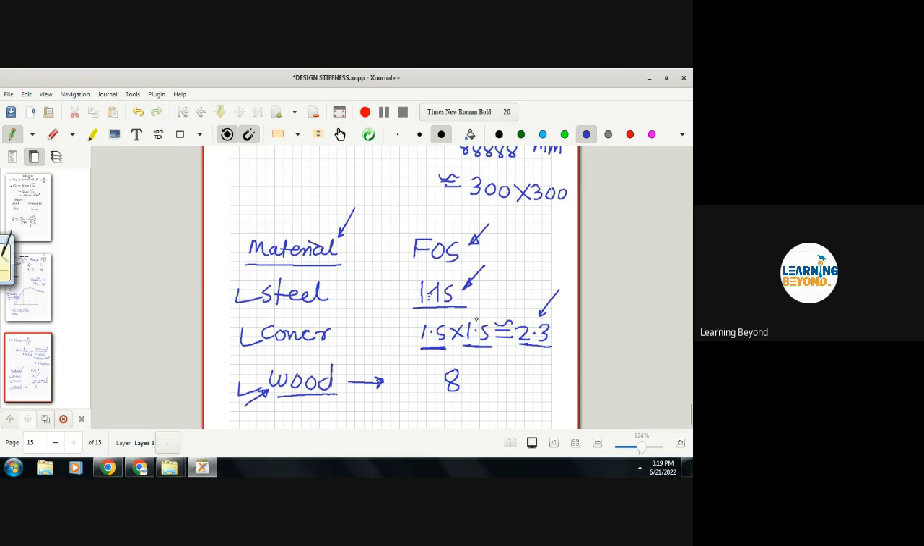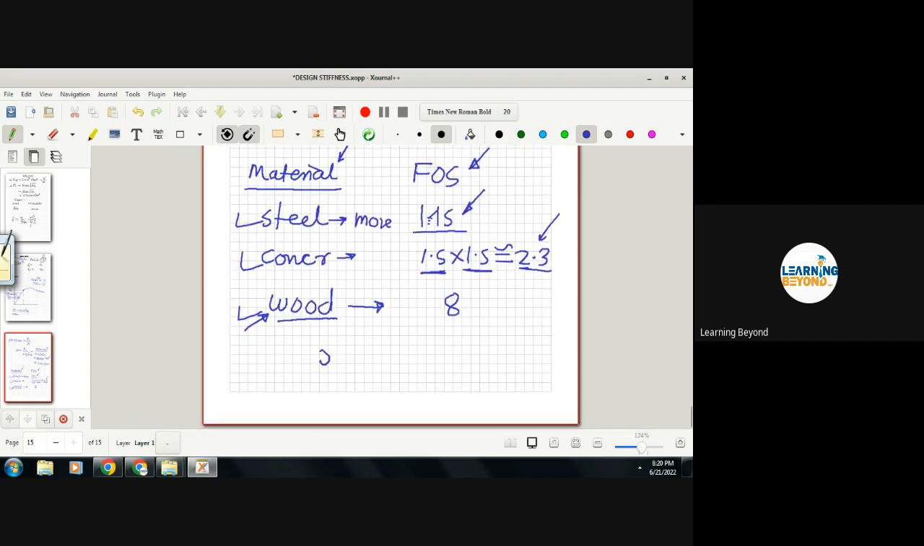And also we have different values. So E for steel is more, very high, which means 2 lakh. For concrete it is 25,000, so lesser than that. And wood will be still lesser than that. So the E value will be different for different materials, and the factor of safety will be different for different materials.